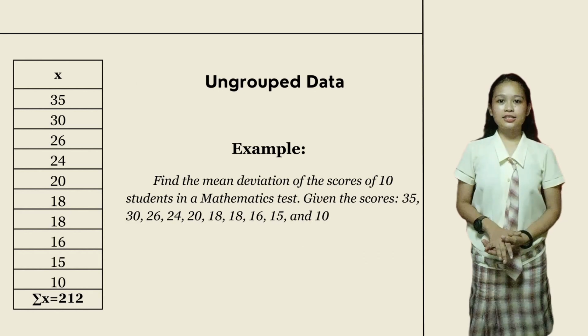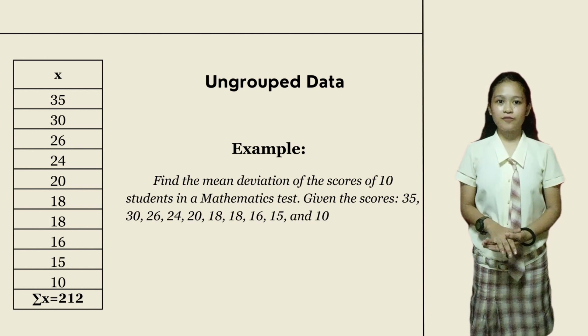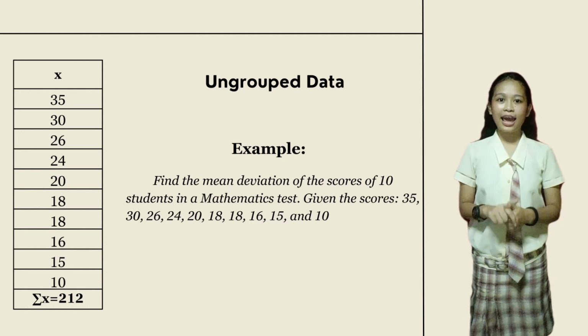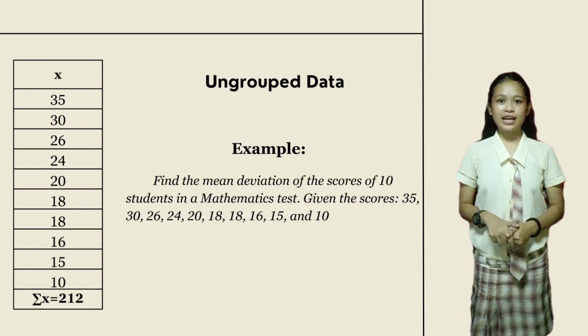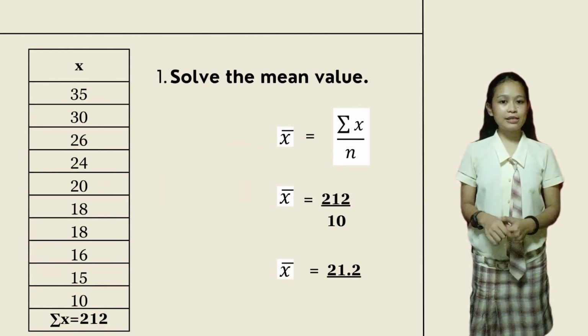So let's take a look at this example. Find the mean deviation of the scores of 10 students in a mathematics test. Given the scores 35, 30, 26, 24, 20, 18, 18, 16, 15, and 10. Following the steps from earlier, we have to solve first the mean value.